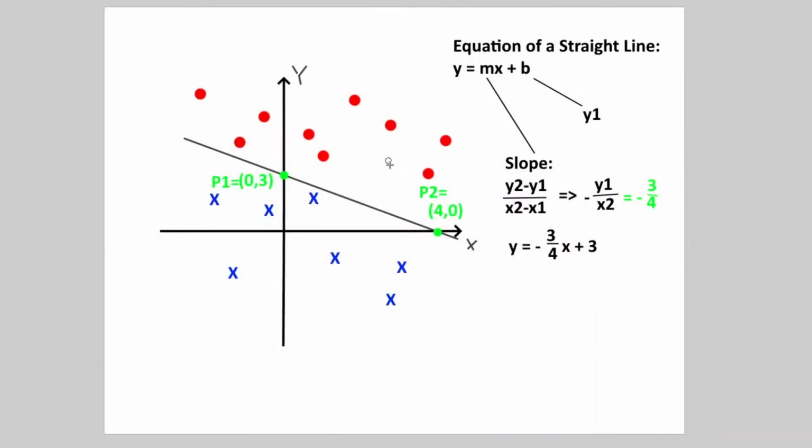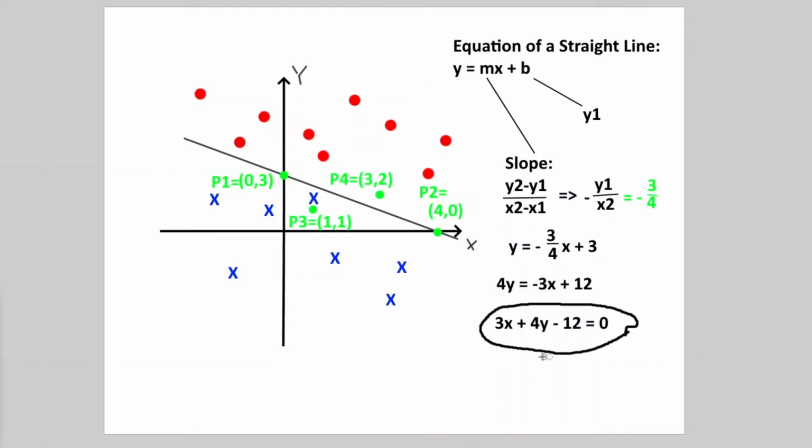To implement a perceptron, first I'm going to explain its structure, starting with the same line, this time with specific numbers. So this point here is 0, 3, this one is 4, 0. That would make the gradient minus 3 over 4, and y1 is 3, so this will be the equation of the line. And I reorganize this equation so that there will be 0 on one side, and I can quickly check for P1. It will be 0 plus 12 minus 12, which is 0. And for P2, it will be 12 plus 0 minus 12, which is 0.